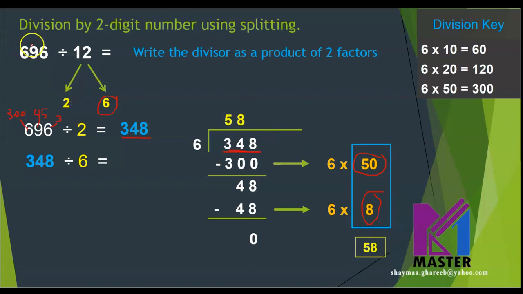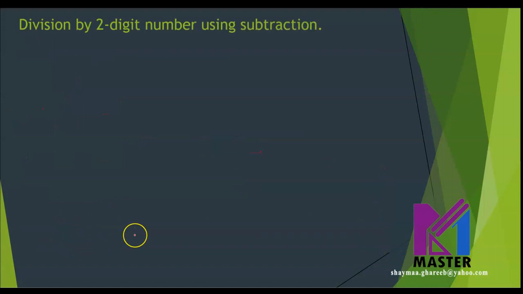So when we divide using splitting, we do two divisions. One of them could be mental if you divide by 2 or 4 or 8, and the other one will be using the subtraction but by 1 digit. So 696 divided by 12 equals 696 divided by 2, then divide by 6, which is the 58 we said.